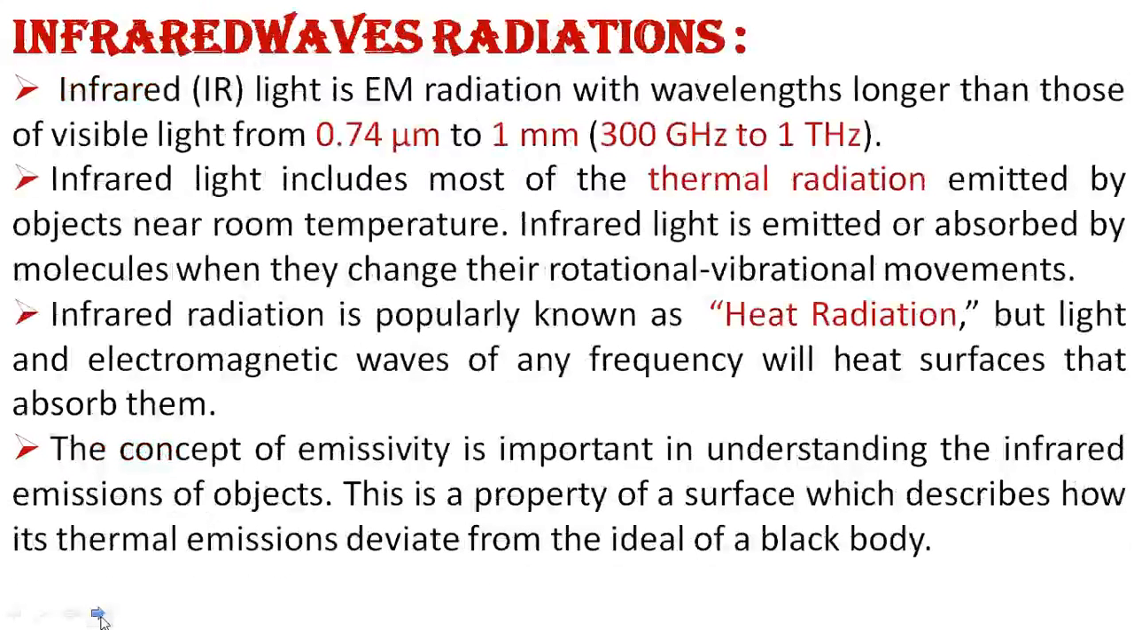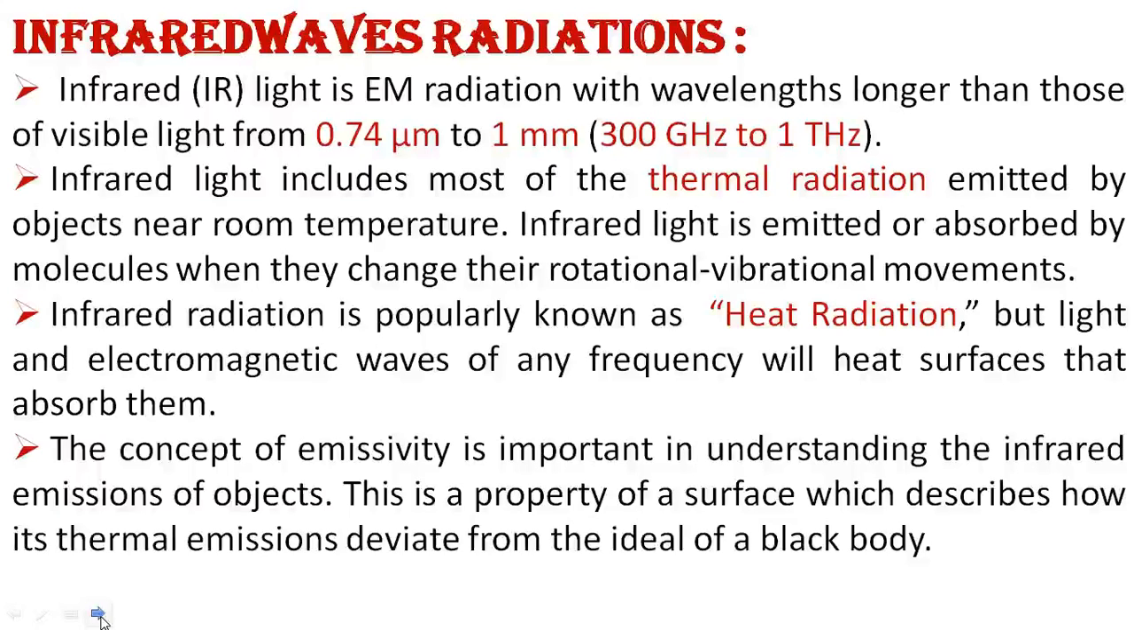Now, infrared radiation, short form IR. So IR is also EM radiation with wavelengths longer than those of visible light, from 0.74 micrometer to 1 millimeter, and frequency range 300 gigahertz to 1 terahertz. Infrared light includes most of the thermal radiation emitted by objects near room temperature. Infrared light is emitted or absorbed by molecules when they change their rotational and vibrational movements.